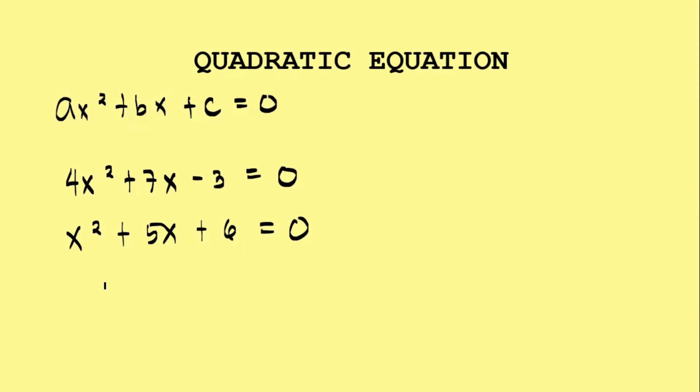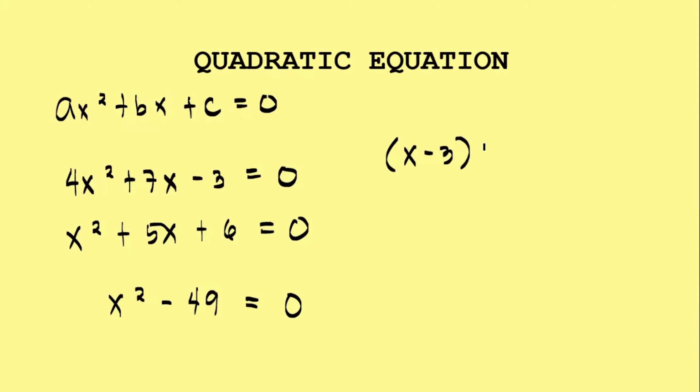Another, we have x squared minus 49 is equal to 0. Though this is an incomplete quadratic equation, still the highest exponent is 2, so matatawag pa rin natin siya as quadratic equation.